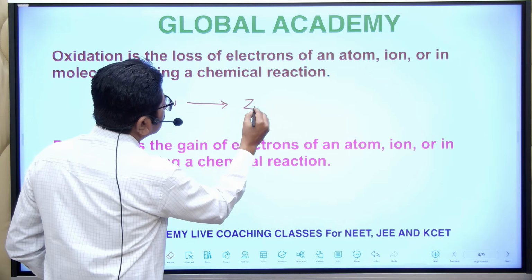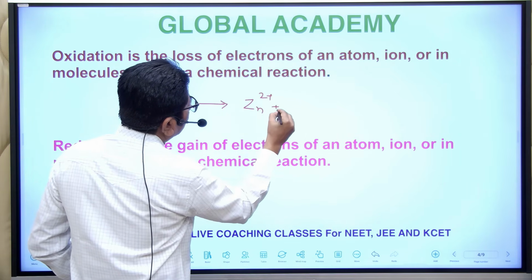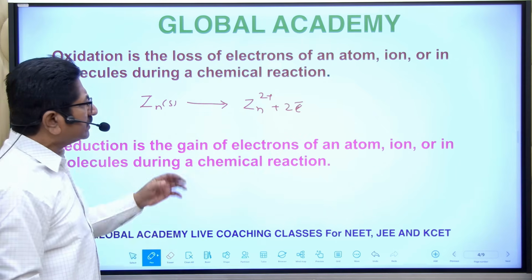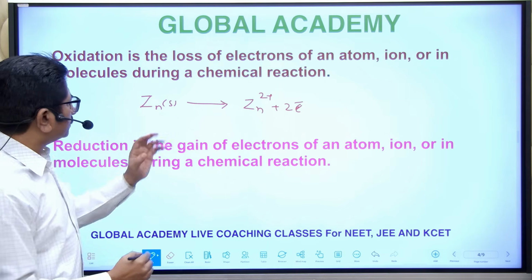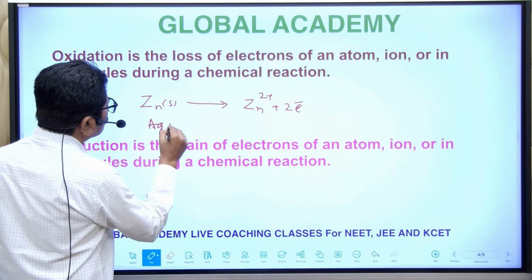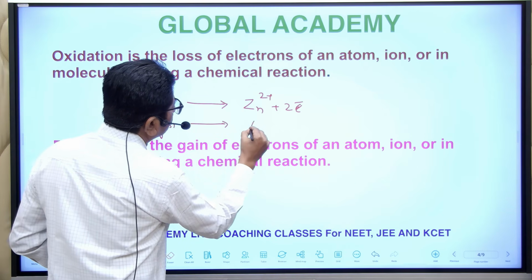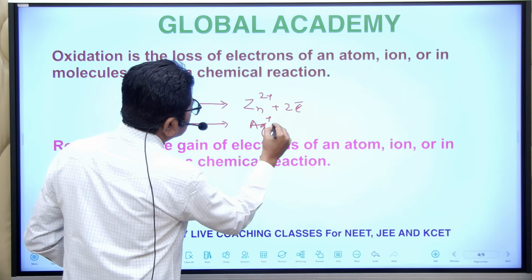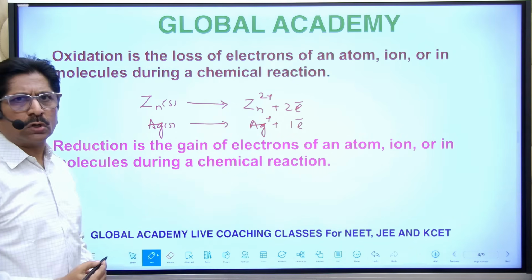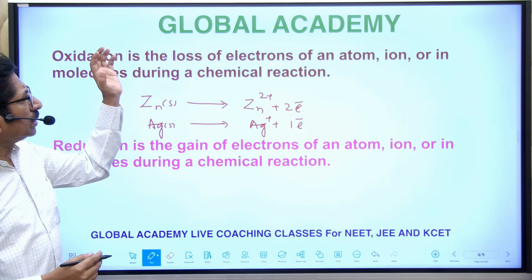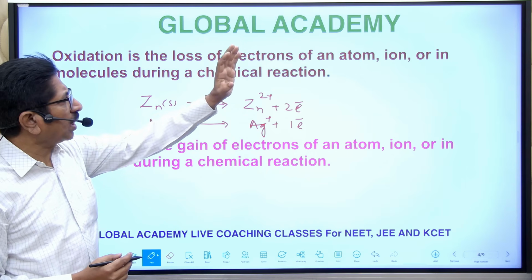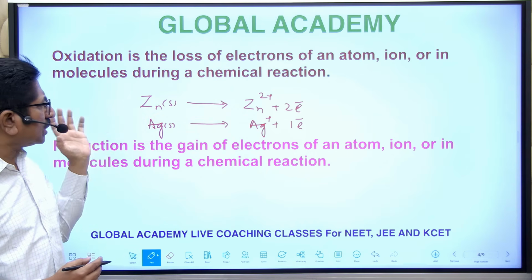It gives Zn2+ plus 2 electrons. It gives 2 electrons. This is called oxidation. Similarly, you take Ag solid, it gives Ag+ plus 1 electron, and this is also called oxidation. The loss of electrons of an atom, ion or molecule is called oxidation.